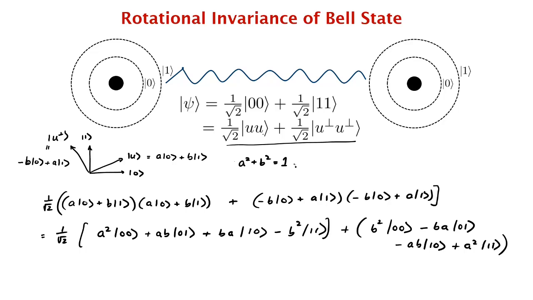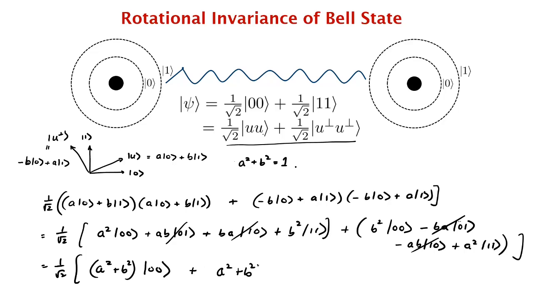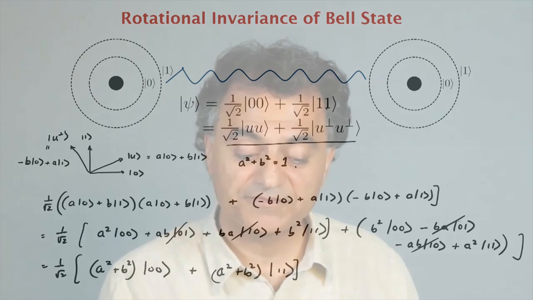Okay, so now let's look at this expression. So you have AB |01⟩, BA |01⟩. These two cancel, BA |10⟩ minus AB |10⟩. And now what you get is 1 over square root 2 times (A squared plus B squared) |00⟩ plus, sorry, this was a plus, (A squared plus B squared) |11⟩. But remember, A squared plus B squared is 1, so you get back this Bell state. And so this is the rotational invariance of the Bell state.